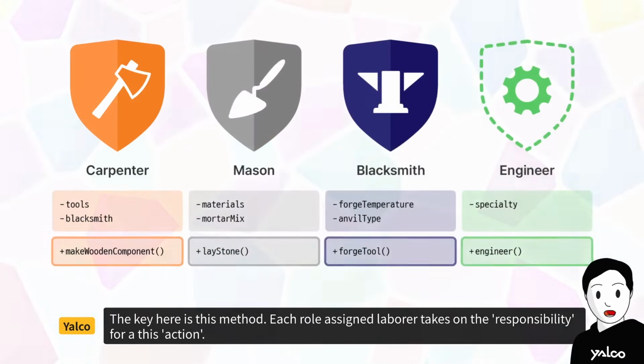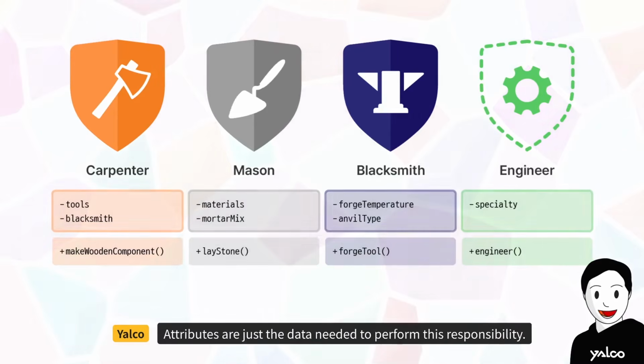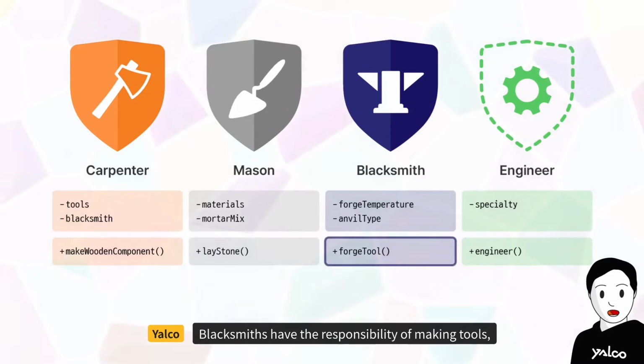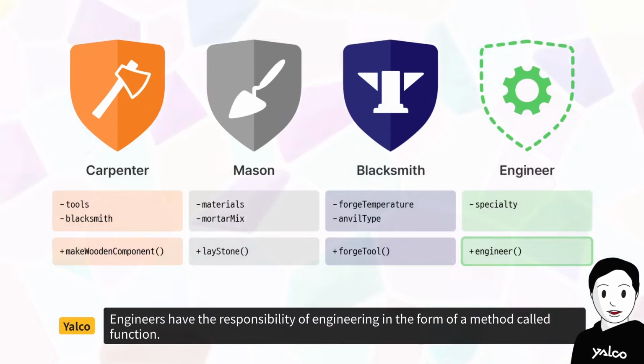The key here is this method. Each role assigned laborer takes on the responsibility for this action. Attributes are just the data needed to perform this responsibility. Masons have the responsibility of stacking stones, blacksmiths have the responsibility of making tools, engineers have the responsibility of engineering in the form of a method called function.